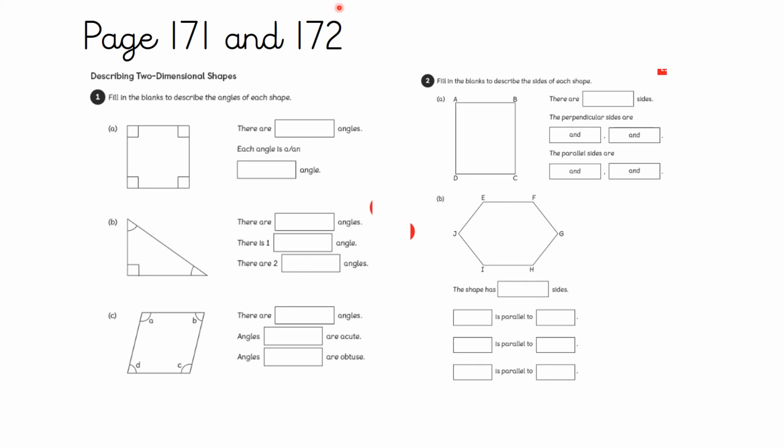On page 172, you're going to be describing the sides of the shape. Again, first you need to write how many sides there are, and then you need to say the names of the side and whether they are perpendicular or parallel.